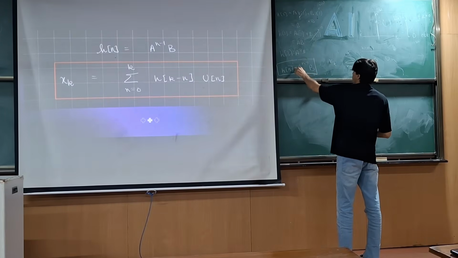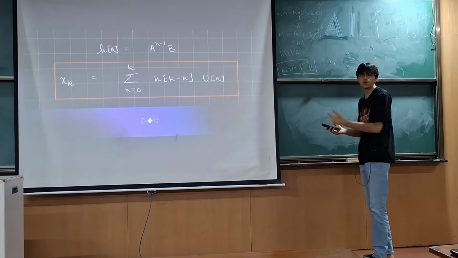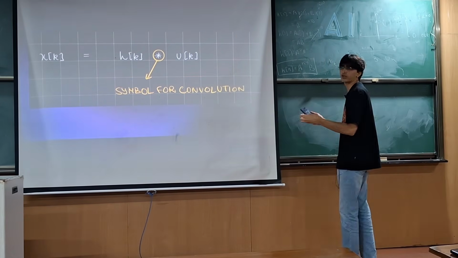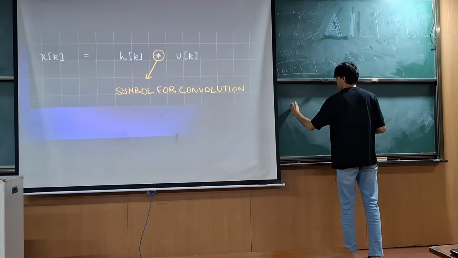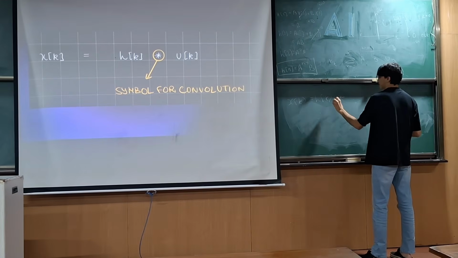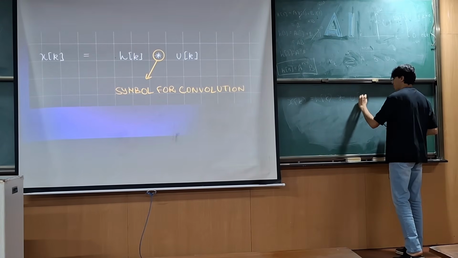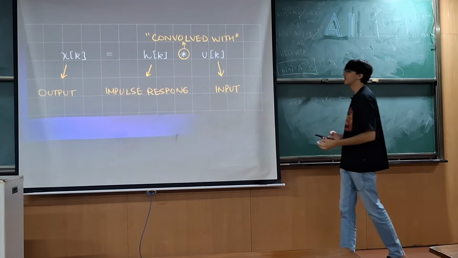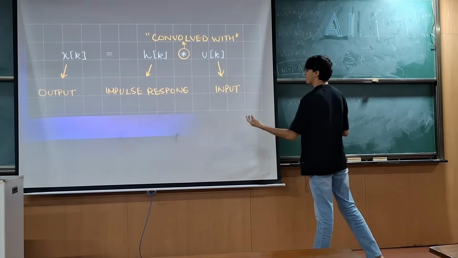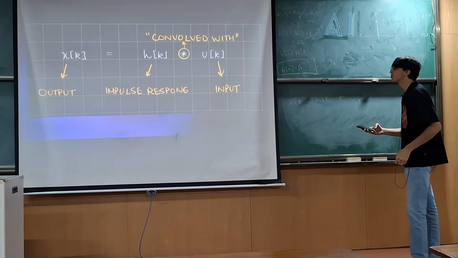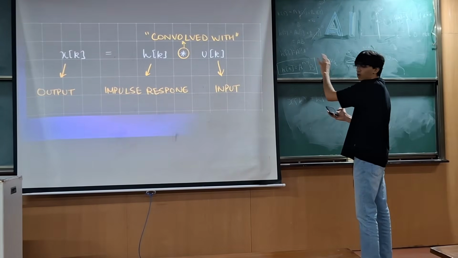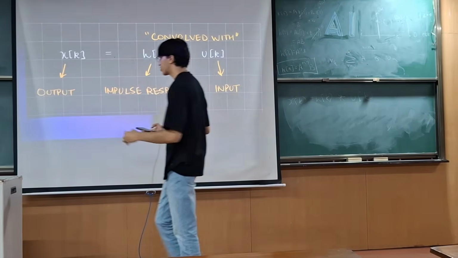And here you know by induction that you just need to multiply this constant factor again and again, and you can just get the impulse response. So this function that we just performed is called a convolution. So x of k, you can write it as h of k, asterisk, which is the symbol for convolution, u of k. You read it as the output is equal to the impulse response convolved with the input. So this is the intuition for convolution.